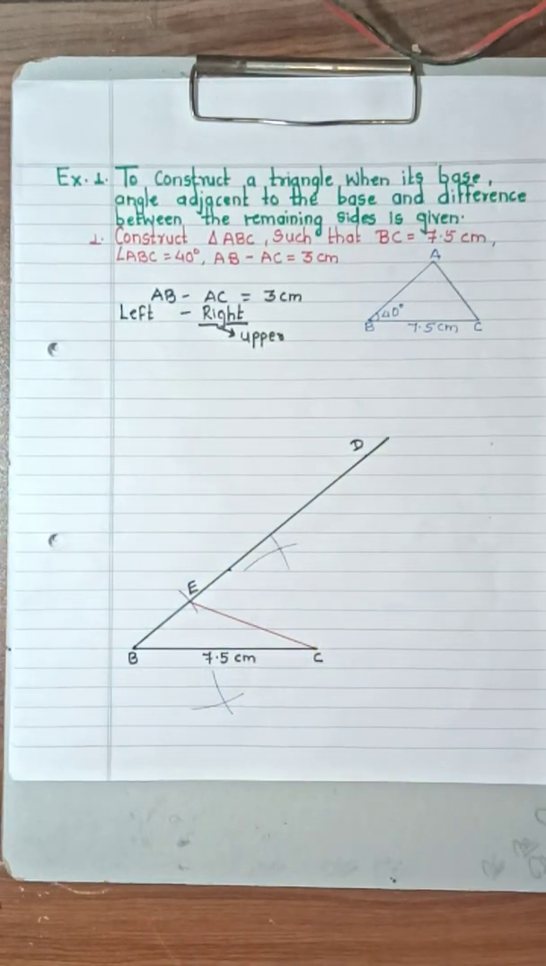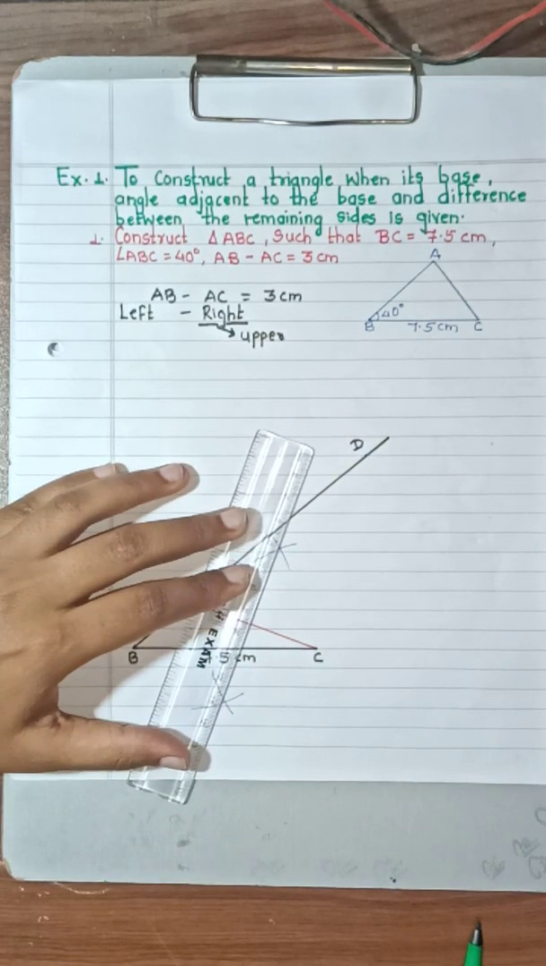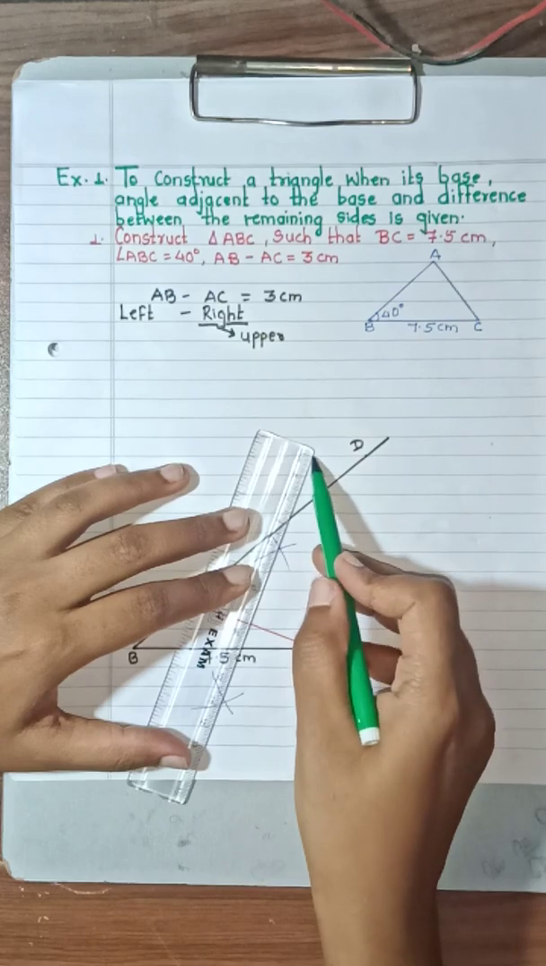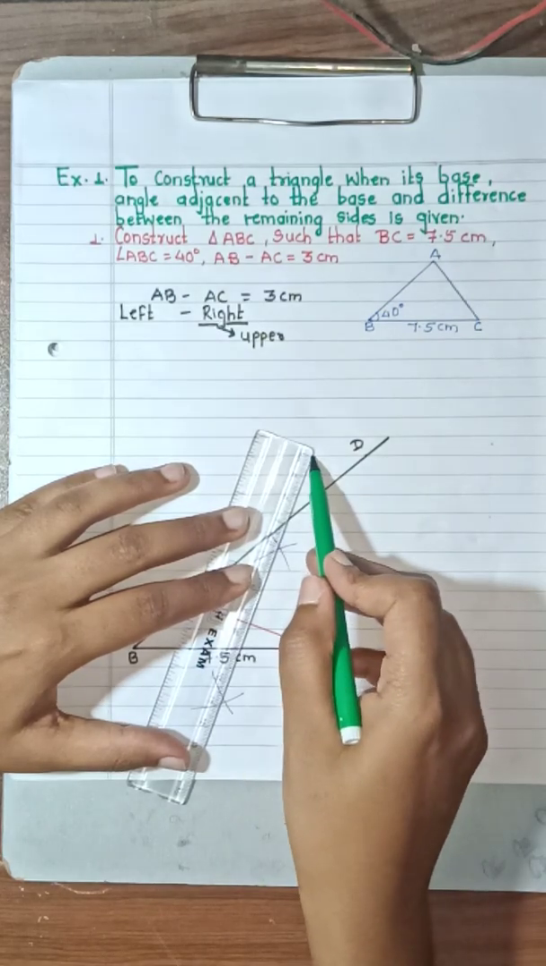So in this way you'll draw a perpendicular bisector. Now you can see how I am drawing it.